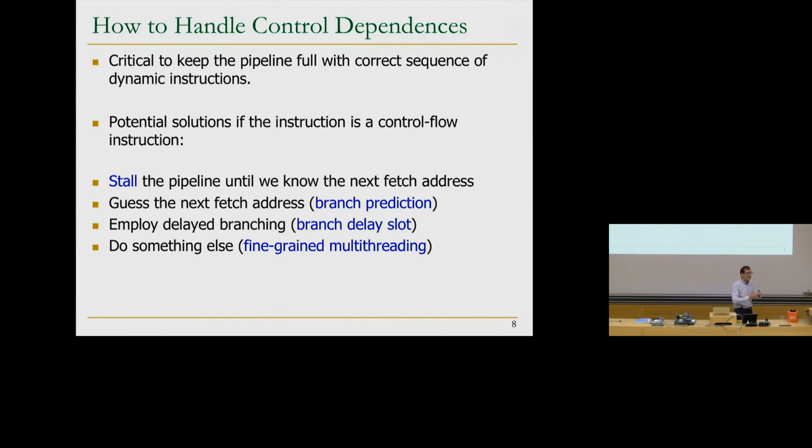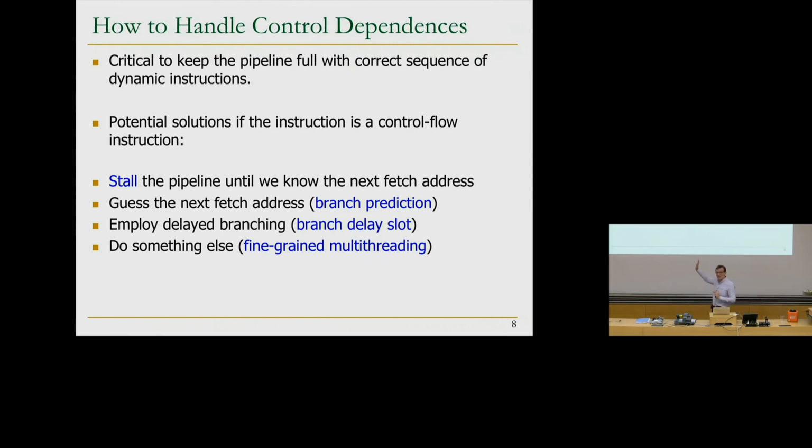The idea is you have multiple threads to fetch from, decode from, and every cycle you fetch from a different thread. And threads are independent of each other. If this is the case, you don't need to do anything when you fetch an instruction from one thread, because you don't need to predict the next instruction that you're going to fetch, because you're going to fetch from some other thread. And if you have more threads than the pipeline stages, this works great.